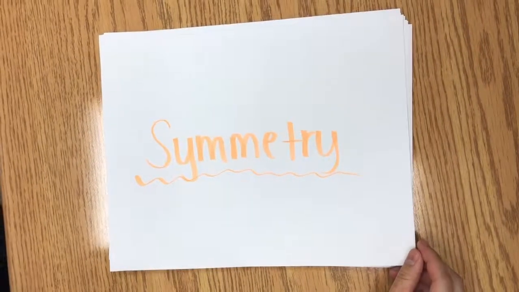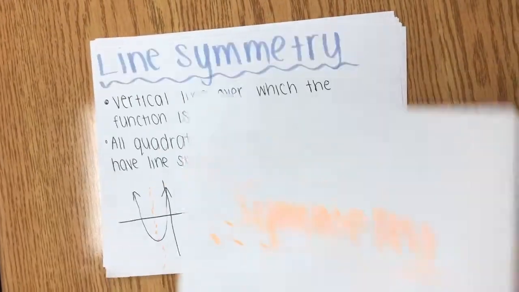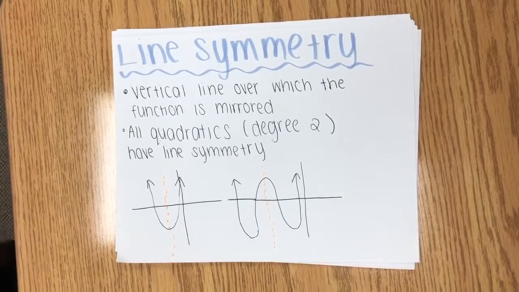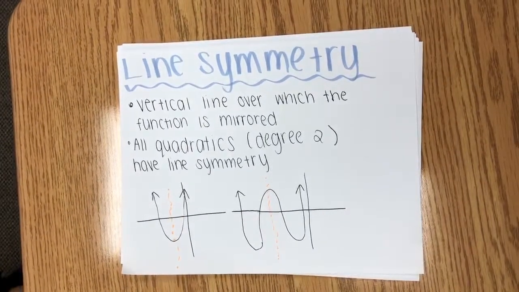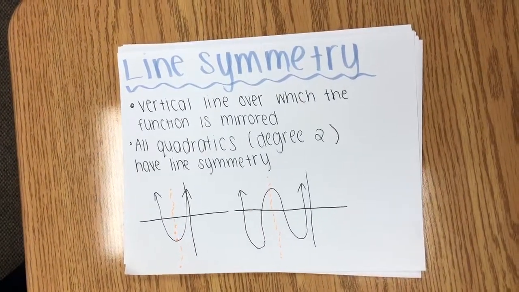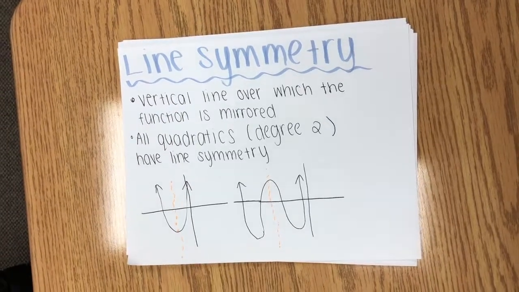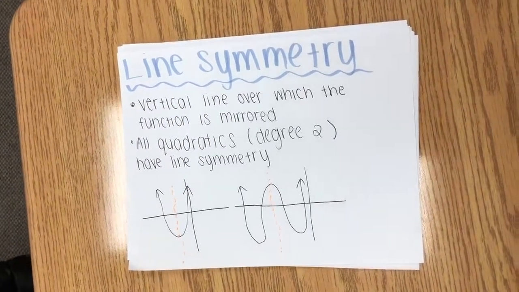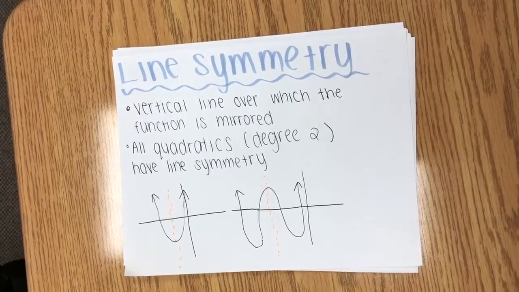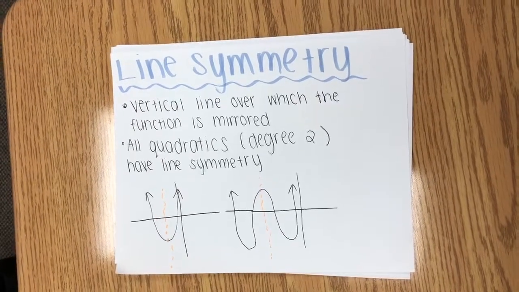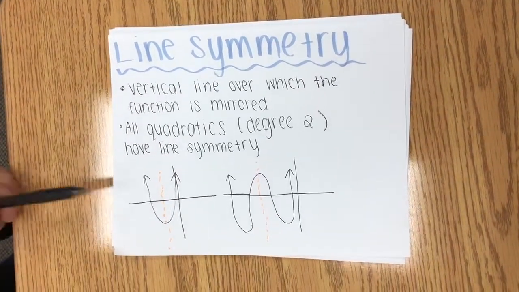This lesson is on symmetry and even and odd functions. To understand even and odd functions, you need to know what line symmetry is. Line symmetry is the vertical line over which the function is mirrored, and basically all quadratics, with degree 2, have line symmetry. These are two examples of quadratics that would have line symmetry.